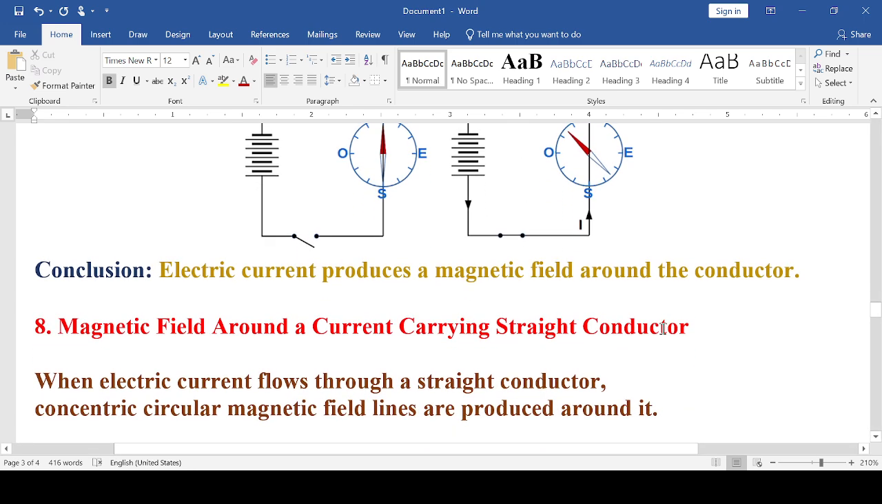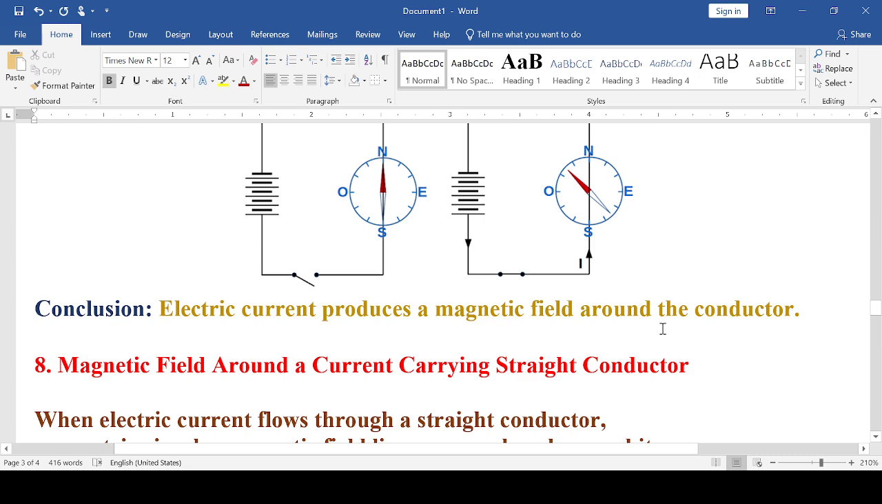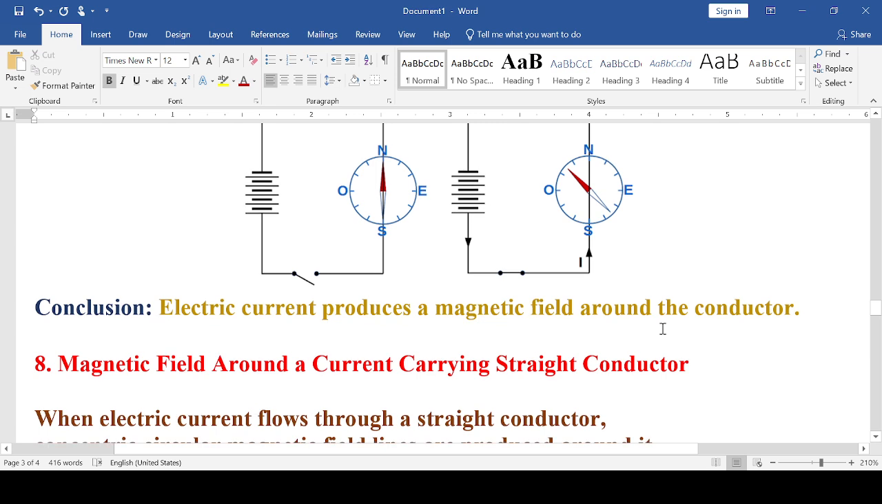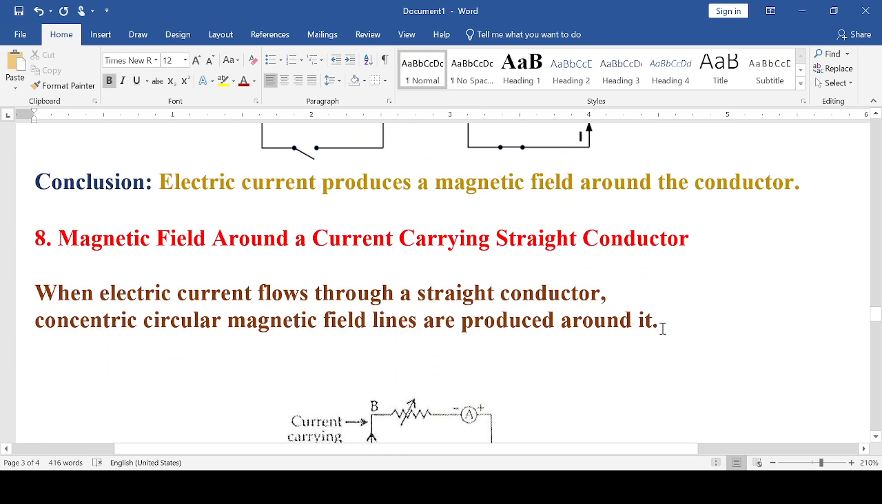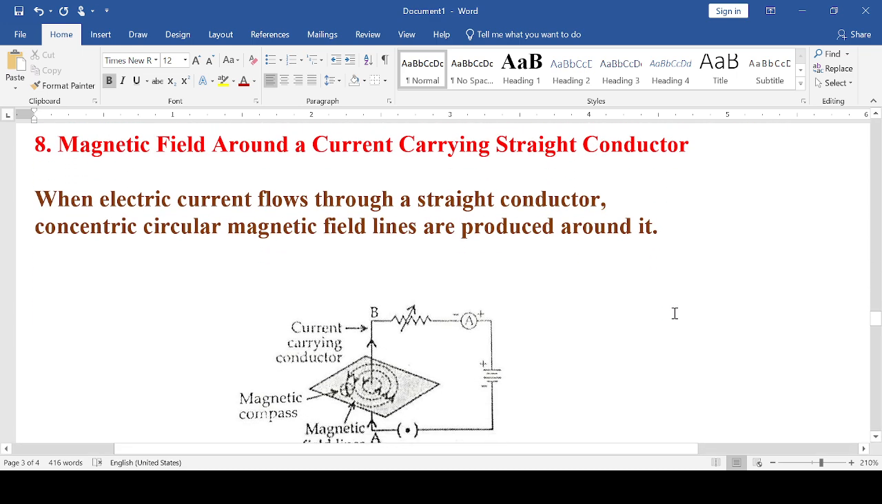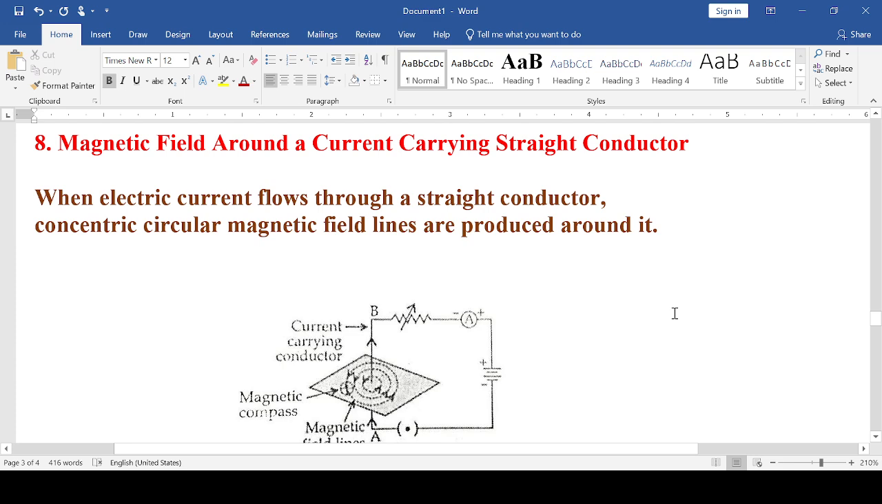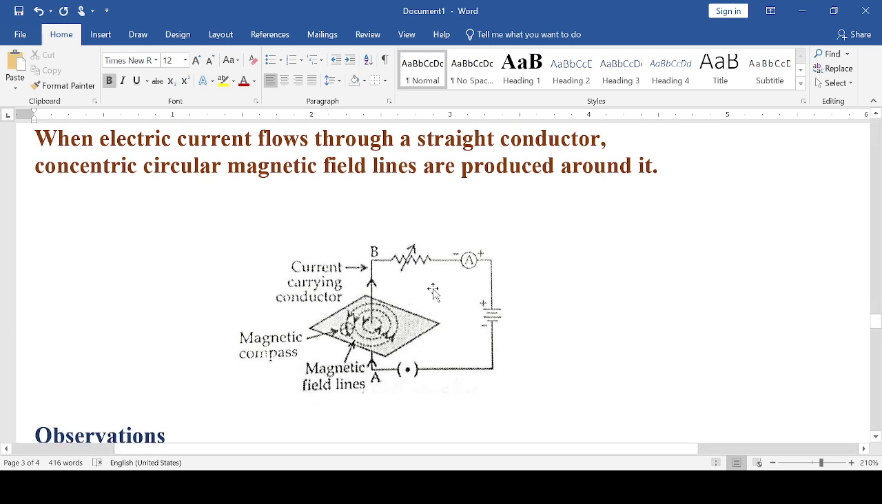So what is the conclusion? An electric current produces a magnetic field around the conductor. Now, the magnetic field around a current carrying straight conductor: when a current passes through a conductor, how does the magnetic field appear? When electric current flows through a straight conductor, concentric circular magnetic fields are produced. Check the image here. This is a closed circuit with a switch, a battery, an ammeter, and a rheostat. You can increase or decrease the current.